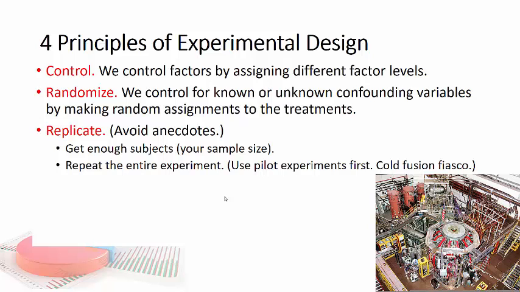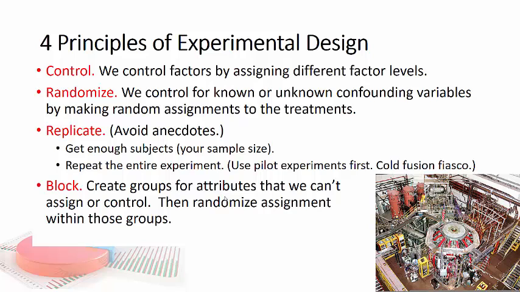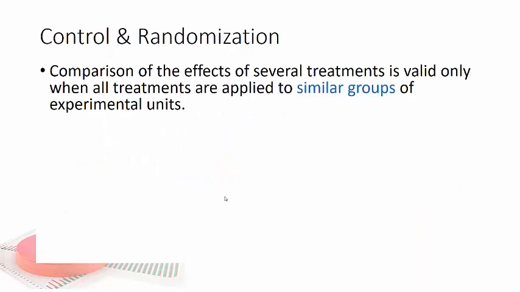before you publicize. Now, the final principle of experimental design is block design. So we can create groups for attributes that we can't assign or control, and then randomize within those groups. I'm not going to cover that so much in this video. I'm going to wait till we do the last part of chapter 13. Okay? All right, so what's important about control and randomization?